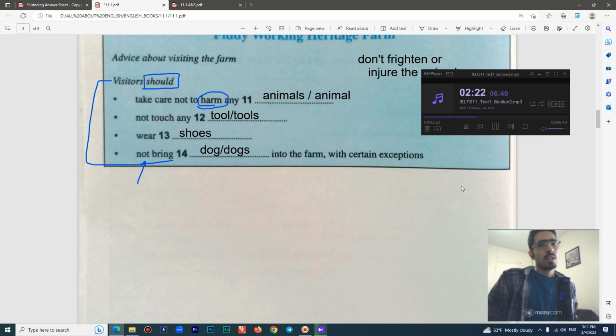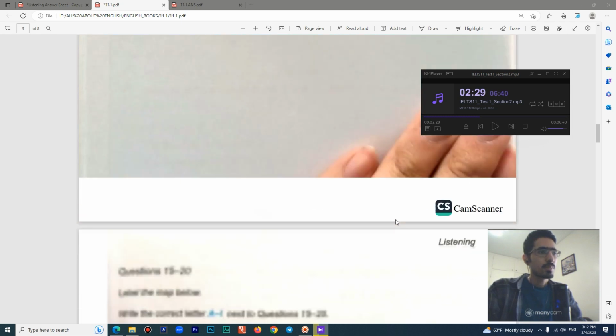Before you hear the rest of the talk, you have some time to look at questions 15 to 20. Here it says to go look at questions 15 to 20.